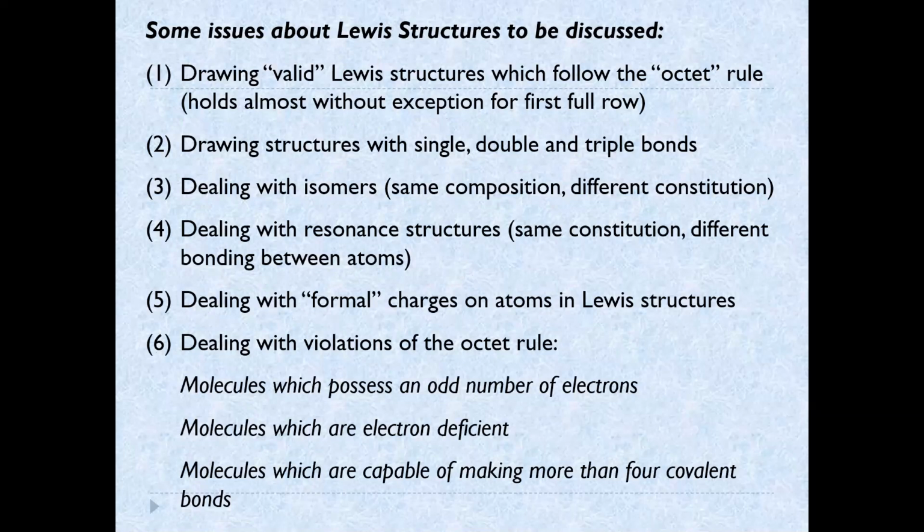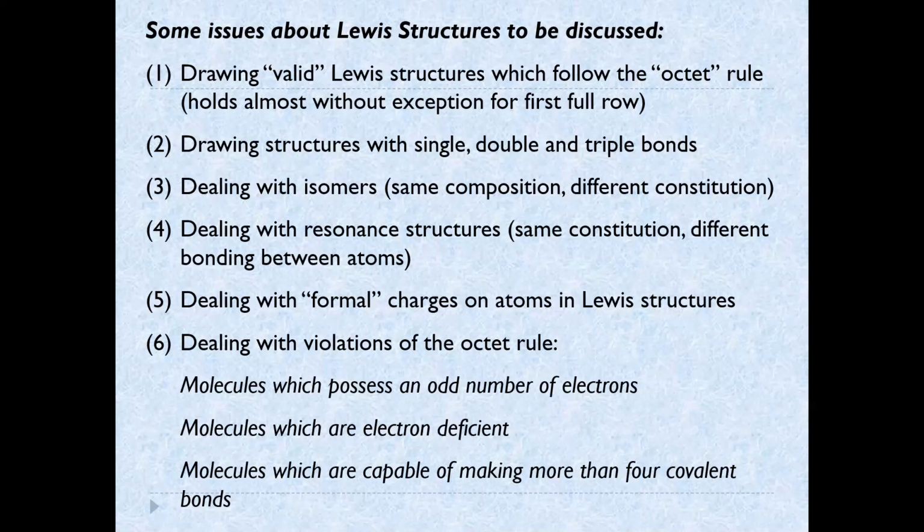We also want to look at how to draw Lewis structures with single bond, double bond, or triple bond. We equally look at molecules that have isomers, and how we draw their structures. Then we look at resonance structures, how to calculate formal charges, and we are also looking at the violations of the octet rule. Remember that for every rule, there is always an exception. So the octet rule has some exceptions, and sometimes your molecules may have an odd number of electrons. And you know that an octet is an even number. So when you have an odd number of electrons, definitely you can't form an octet.